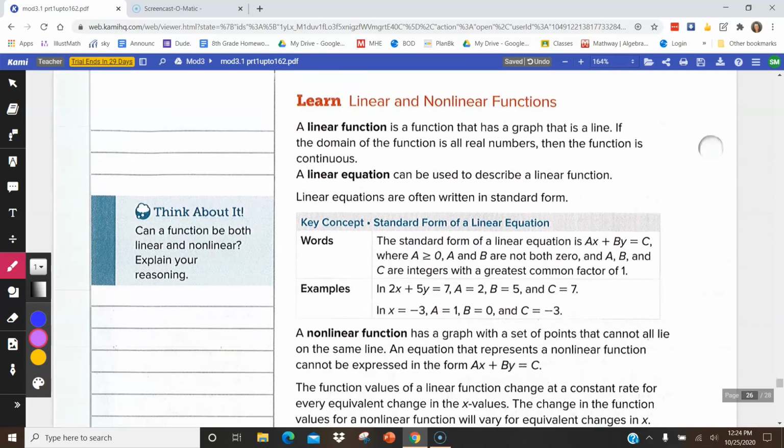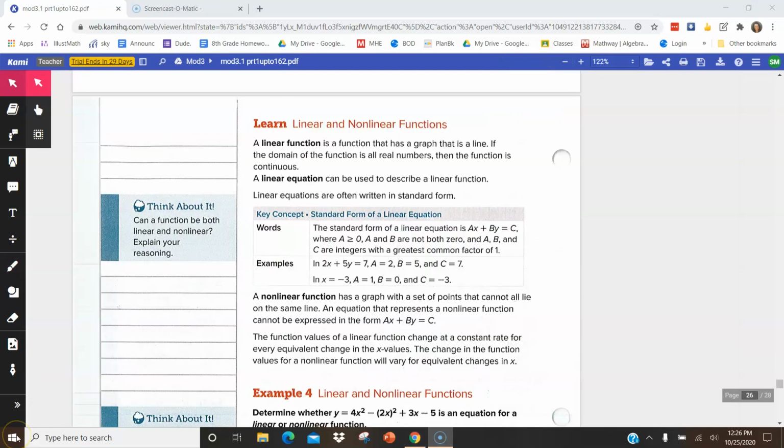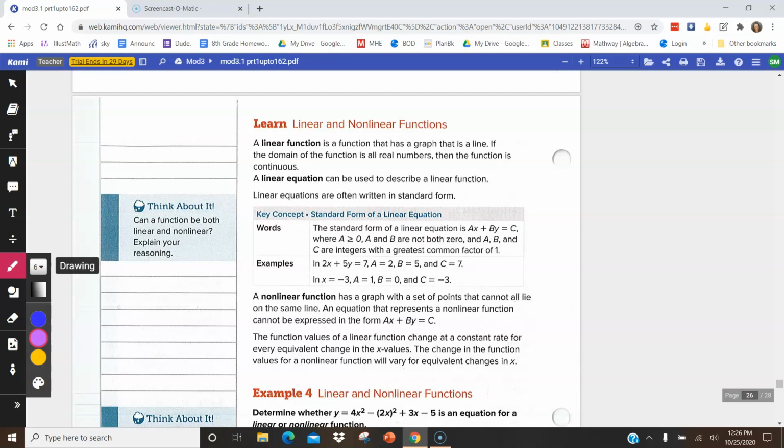Take a look at this next one right here. The linear function, or linear and non-linear function. Well, for some reason, I can't get my color to change. I want it to be the nice neon blue. Oh, there it is.